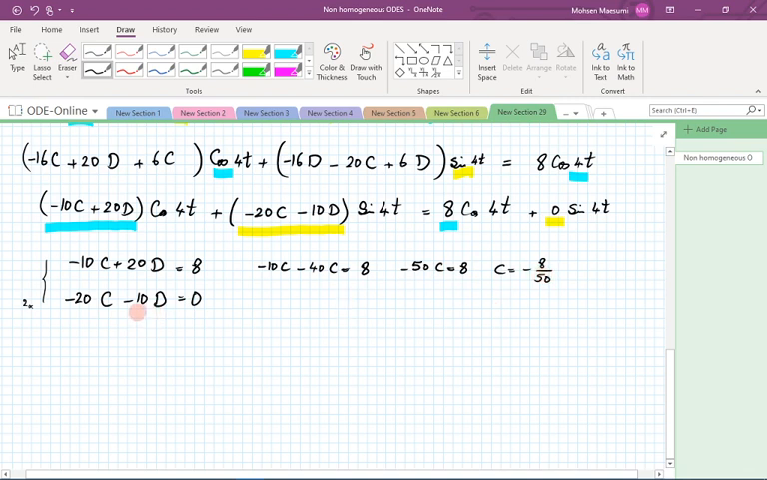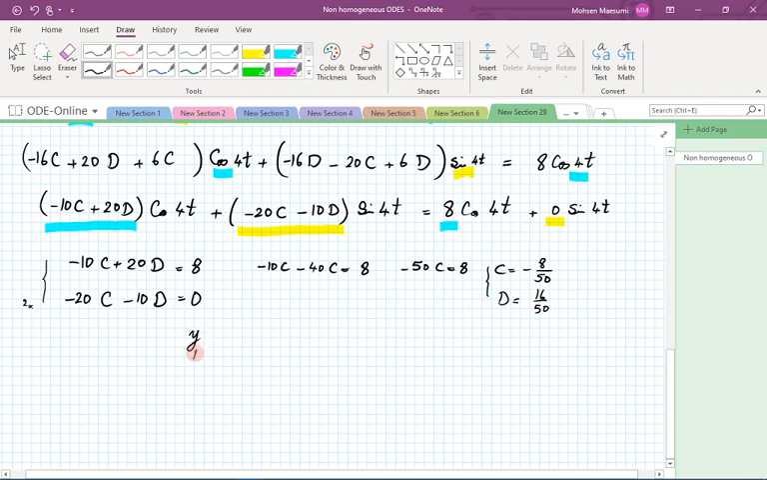Then we take that quantity and put it in either of these equations. For example, here we can see that d is double of c. So d becomes 16 over 50. Okay, so d is minus 2c, and then you find your c and d. So the undetermined coefficients that we were looking for are discovered now.